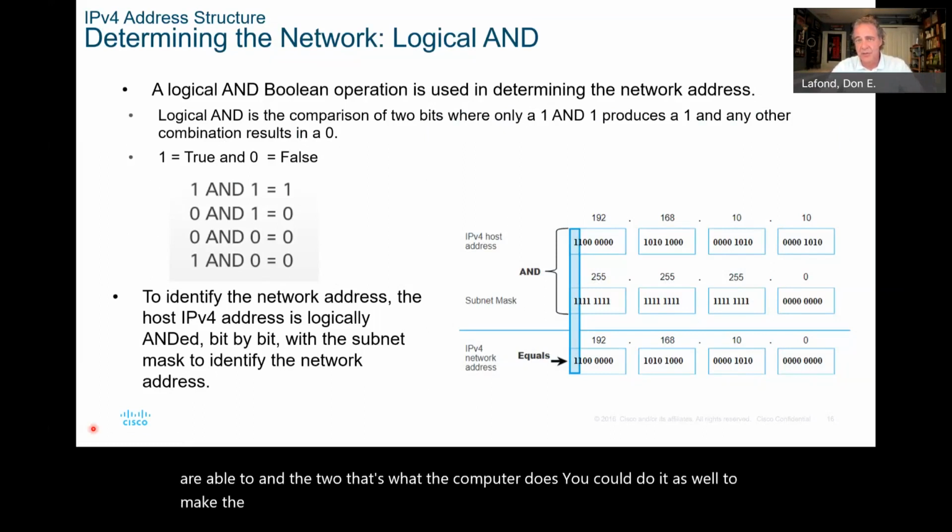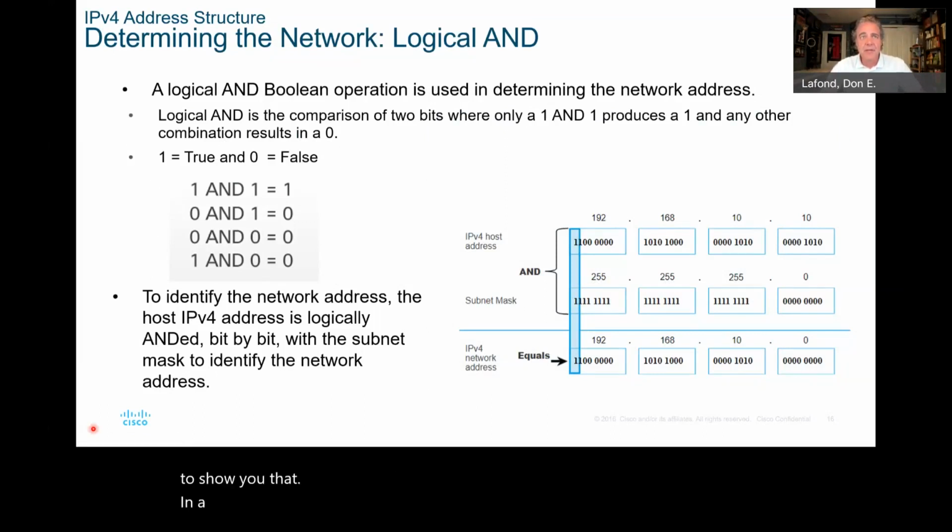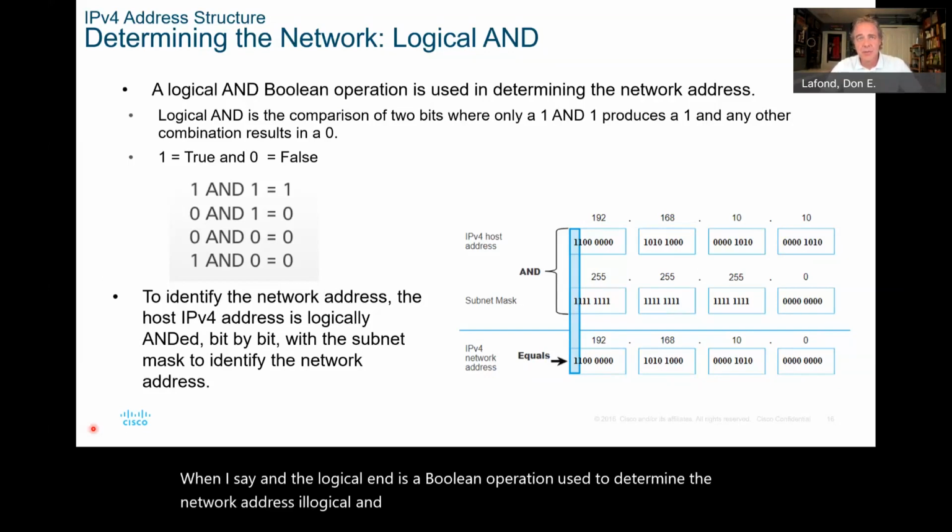Again, it's much easier to do it in other ways. But you could AND the IPv4 address and the subnet mask to determine the network. I have a video to show you that in a few minutes. But when I say AND, the logical AND is a Boolean operation used to determine the network address. A logical AND is a comparison of two bits where only a 1 and a 1 produce a 1. Any other combination results in a 0.